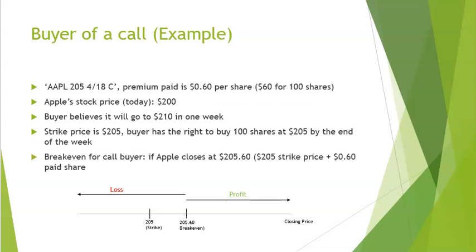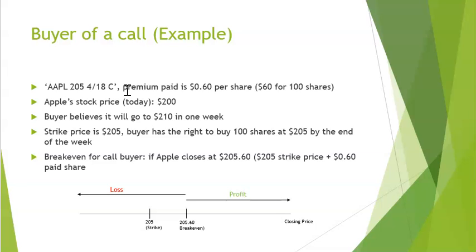Now let's break down what's happening here with an example. First, let's understand what's going on in the first line. The AAPL represents the ticker symbol of Apple, the company. The 205 is the strike price, meaning the call buyer believes that the price of Apple will be more than $205 by the expiration date of April 18th, right here. The C represents call, which is the kind of option we're dealing with here.